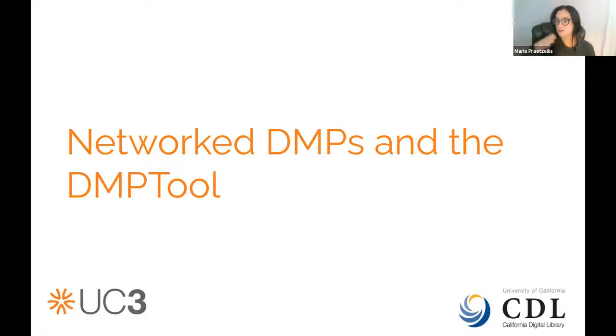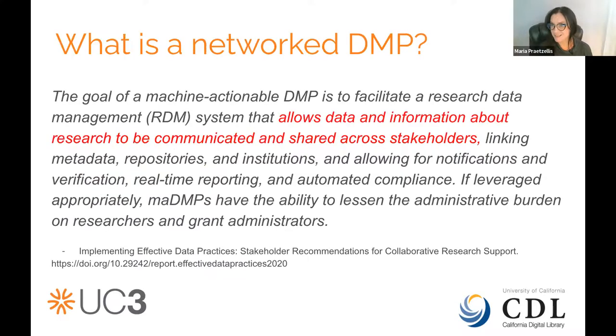So our focus has shifted to this next phase where we've been working on integrations with other systems to really realize the potential of the machine actionable DMP in order to network data management plans. So what do I mean when I say networked DMP? What I'm talking about, really our goal in creating this new data management plan ecosystem, is to facilitate the information that's contained within a DMP and to allow it to be communicated and shared across stakeholders, and to make sure that it stays up to date as a living document. So as research continues and progresses and changes, those changes will be reflected in an automated way within the data management plan. So that's really what we're trying to build here.